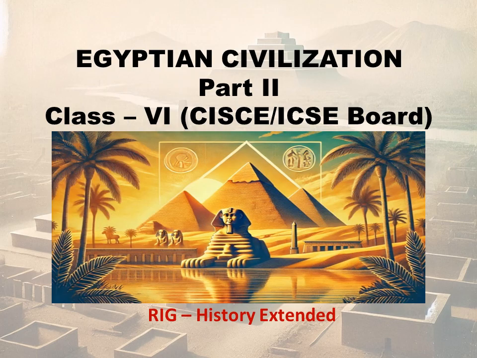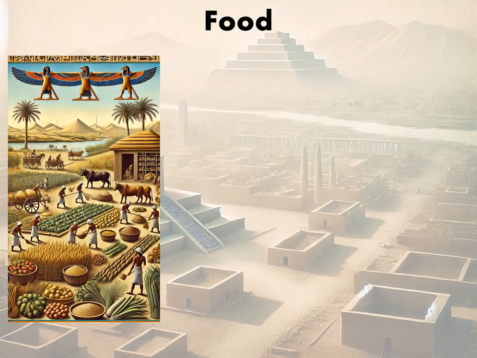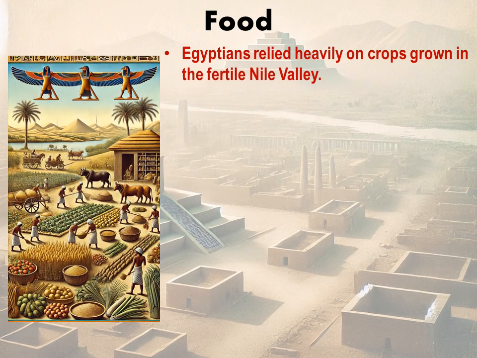So, today we will start with what the Egyptians used to eat. This is very important because even if it may sound funny, without proper food, no human or no culture can survive. So, how did the Egyptians get their food and what did they eat? Egyptians relied on crops grown in the fertile Nile Valley. So, all of the food came from the crops which the Egyptians grew in the fertile Nile Valley.